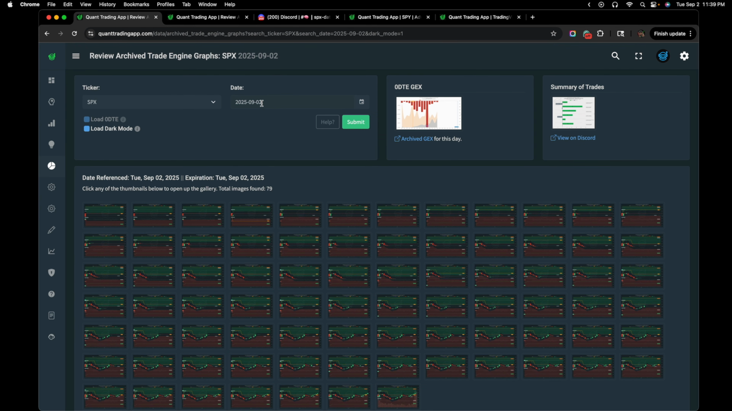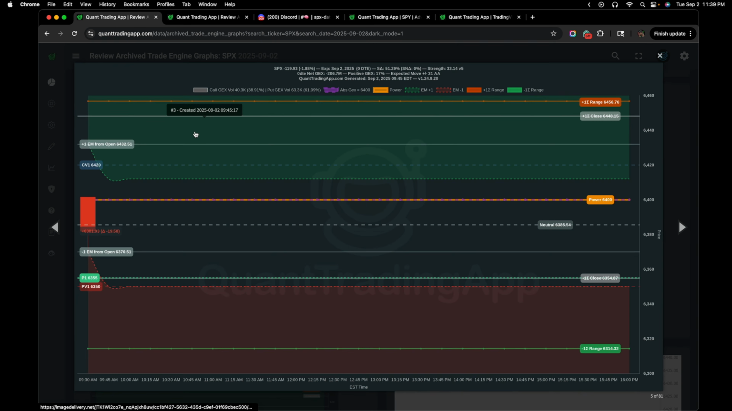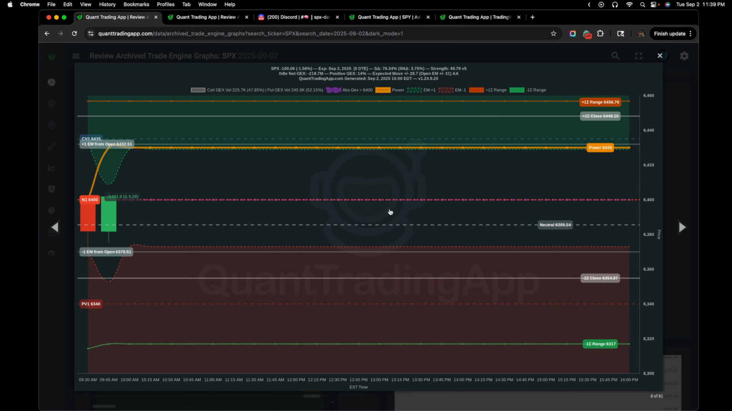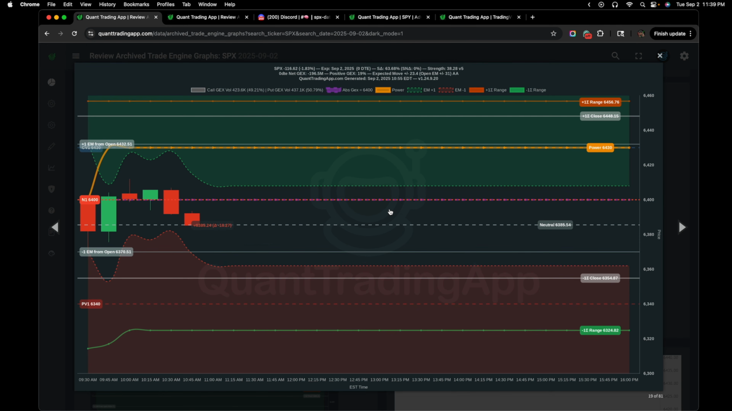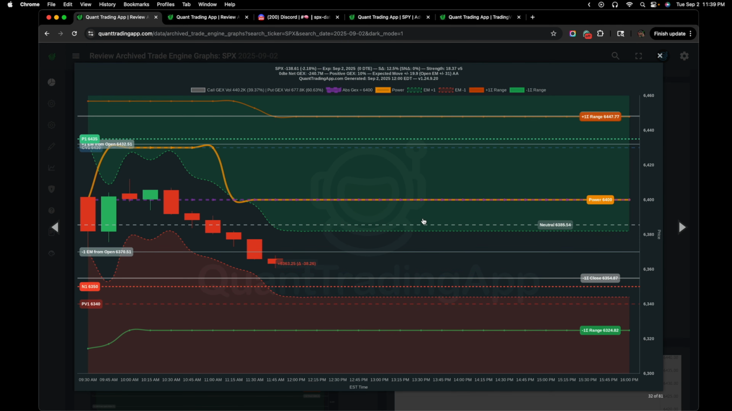So this is today here, September 2nd, 2025. This is the SPX. This is the 0DTE graph. So it's just generating this data, and every 5 minutes it's caching all of that information so we can see what the SPX trade engine was doing throughout the day. For the most part, the power strike was 6,400.